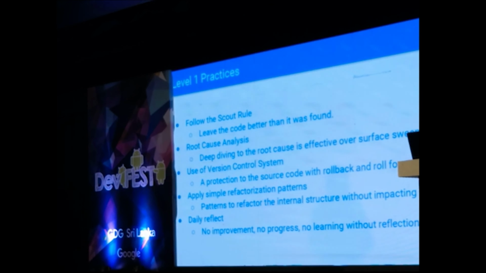And the other one is the use of a version controlling system. I think you know what a version controlling system is. So what are the version controlling systems that we have these days? Git and Subversion. Git is a distributed version controlling system. Subversion is a centralized one.